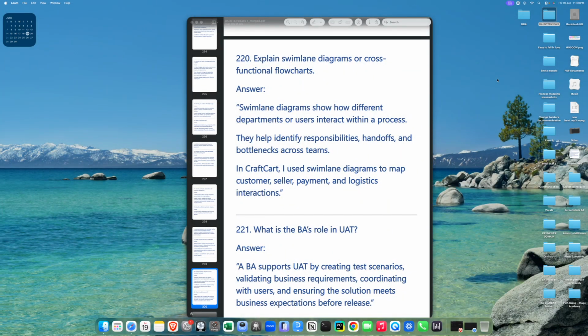I'm an ECBA certified business analyst, and today we'll be continuing with our 220th question of our BA interview series. So let's begin. What if the interviewer asks, explain swim lane diagrams or cross-functional flowcharts?